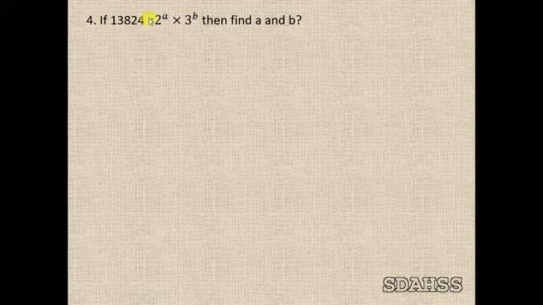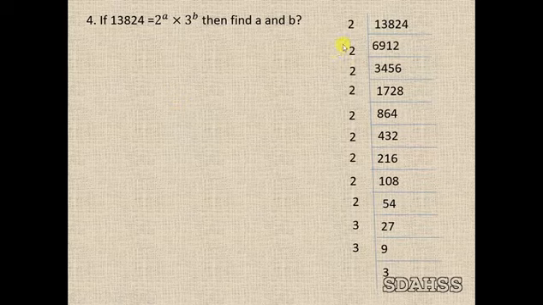Fourth sum, if 13,824 is equal to 2 power a into 3 power b, then find a and b. First you have to find the factors.